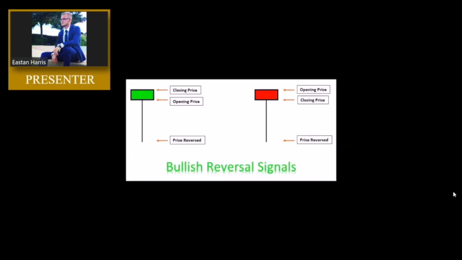Now, these are bullish reversal signals. These are bullish rejections or bullish exhaustions. On the right, the closing price of the candlestick is at the bottom of the candlestick body. The opening price is at the top of the candlestick body. Now, the difference between bearish and bullish exhaustions is where the wick is at. So you can see here that the wick comes from the bottom of these candlesticks.